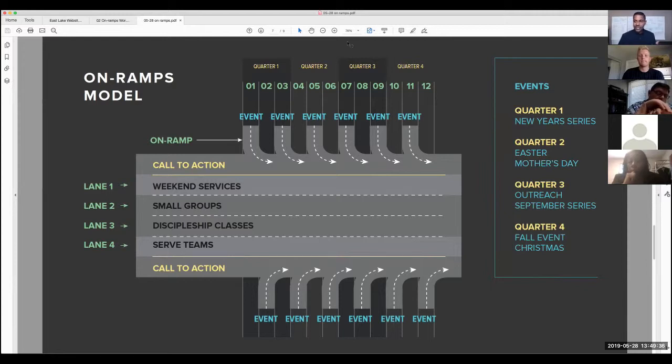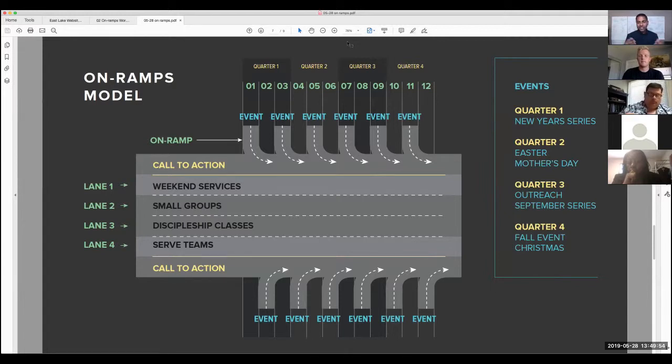So hopefully this diagram, it's one of the things I want to help you do, is define what those areas are. Those are the lanes. Define what those areas are that move the needle for your church. Get clear about what those things are. Begin to announce those on a regular basis, and make sure that your events point to them.